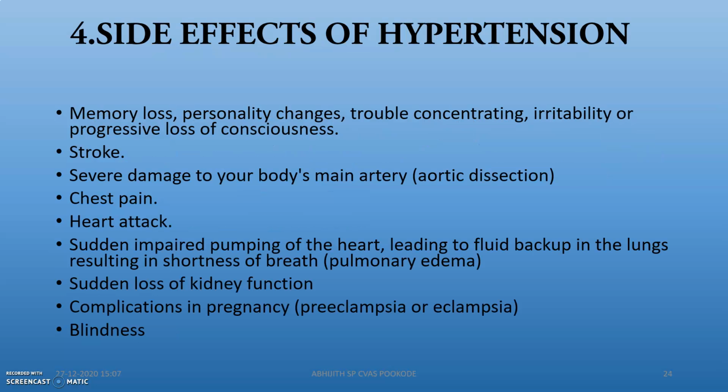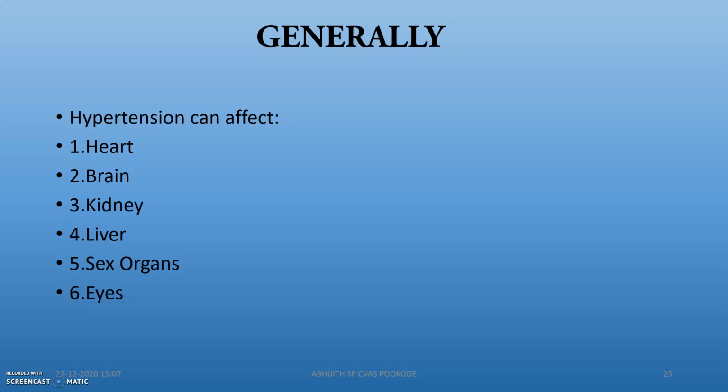So what are the side effects of hypertension? Hypertension can affect all the systems of the body very badly. Generally, hypertension can affect the heart, brain, kidney, liver, sex organs, the eyes, etc.